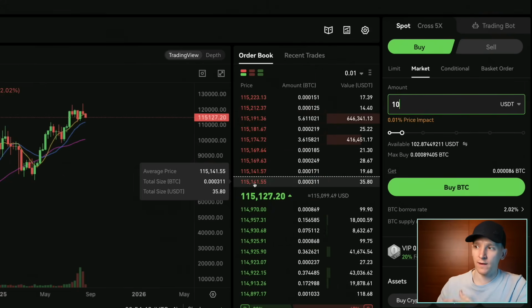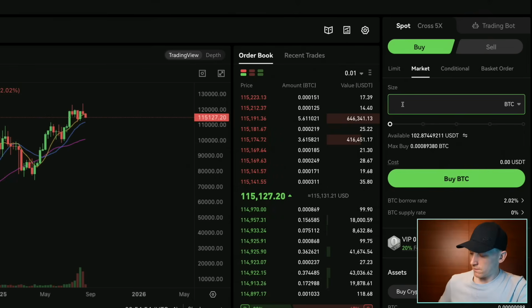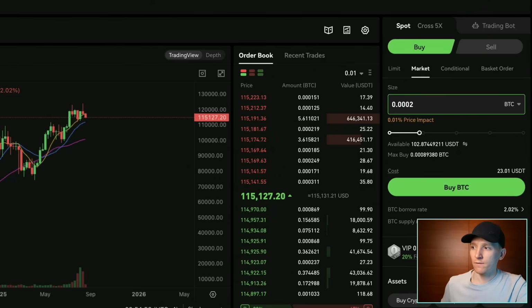So we'll trade with them, we'll take their order, and we'll take the amount that we want. You can also choose a BTC amount or any of the cryptocurrencies, which is a decimal. So 0.000, whatever it is, right?